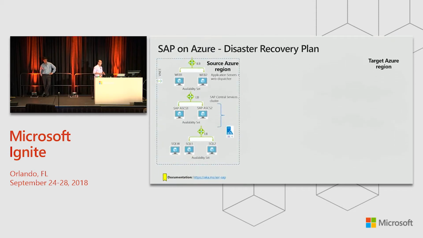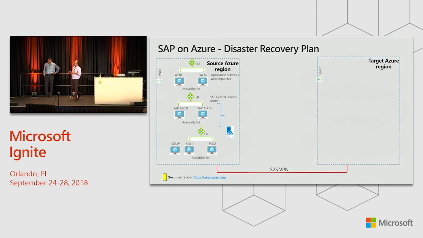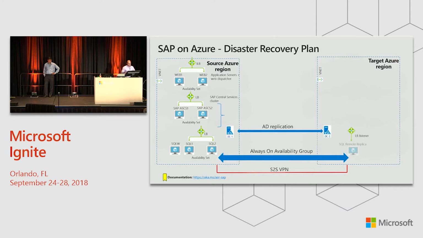So for this kind of deployment, what we have done over here in this demo is, I forgot that we have an Active Directory also over here. So you have to have a site-to-site VPN between the source region and the target region. And for the database tier, we recommend using SQL Always On replication. For AD, use AD replication. And for the rest of the tiers, you can use ASR to replicate all your virtual machines.